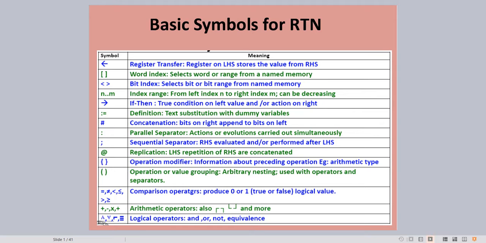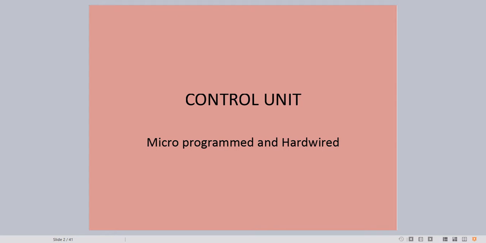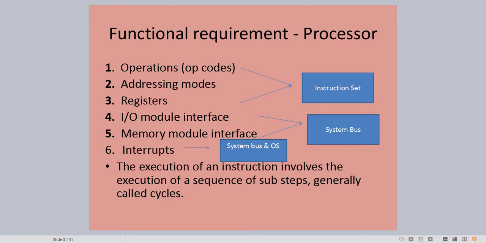Next, before we go to the next slide, we will now discuss the control unit, microprogrammed and hardwired. This is the functional requirement of a processor: the operations and opcodes, the addressing modes, registers, IO module interface, memory module interface, and interrupts. These two come under the instruction set column, and these two come under the system bus column, and the system bus and OS come under interrupts. The execution of an instruction involves the execution of a sequence of substeps generally called cycles.